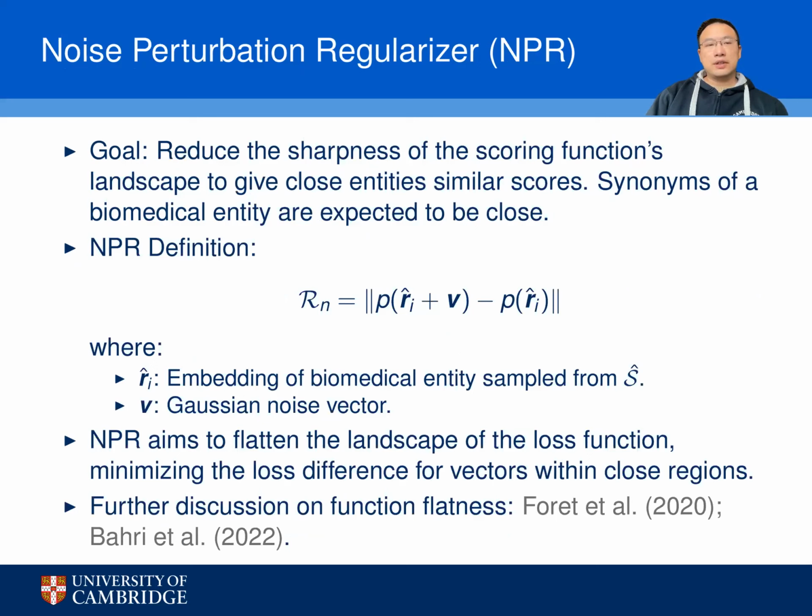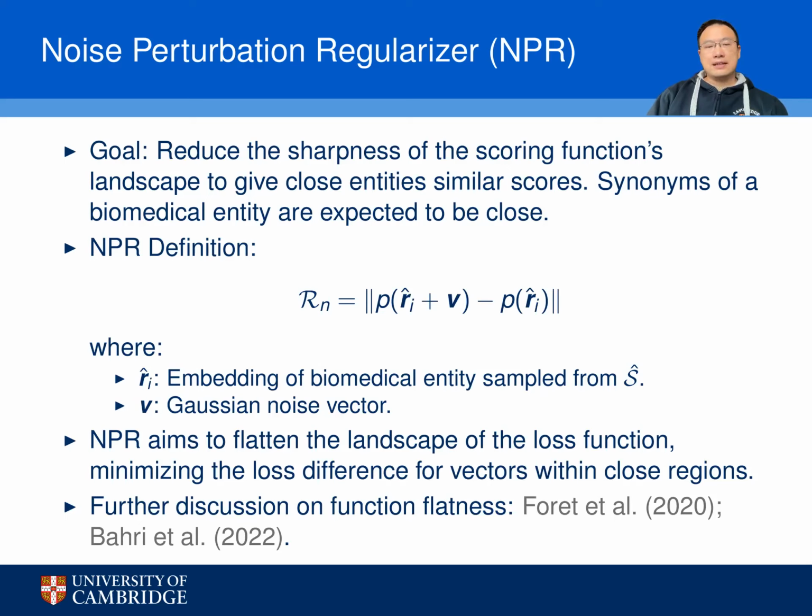Now let's move on to the noise perturbation regularizer, NPR. The goal of NPR is to reduce the sharpness of the score function's landscape to give close entities similar scores. Therefore, synonyms of biomedical entities are expected to be close with each other. So the NPR is defined as follows.